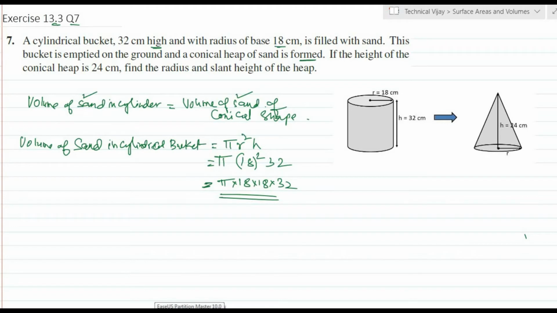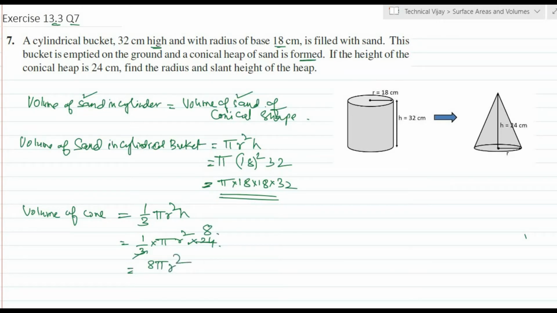Now we will see the volume of the cone. This heap of sand is in the form of a cone. So this is equal to 1 by 3 pi r square h. These formulas you have to remember. So 1 by 3 into pi, here r means radius, so that only we have to calculate, r square, and here h, the height he has given, that is 24. So 3 eights are 24. So here 8 pi r square. Okay, this is the volume of the cone.